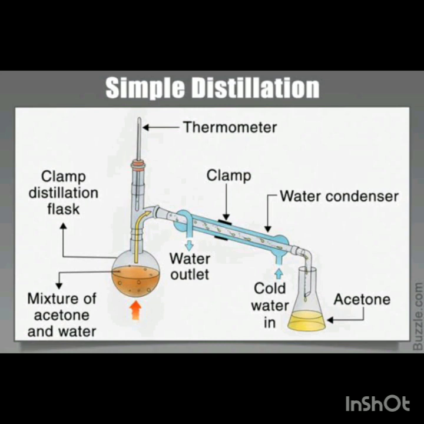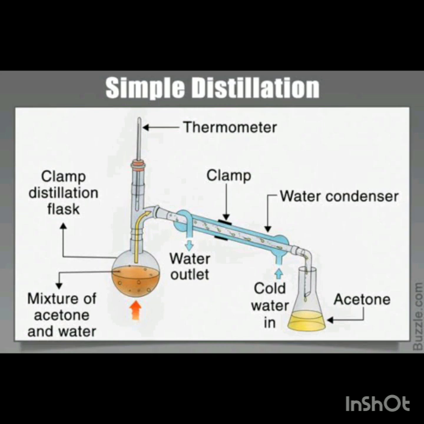Let us understand the simple distillation first. As you can see from the slide, here we have the mixture of acetone and water. This technique of simple distillation is used when the difference in the boiling points of two miscible liquids is more than 25 Kelvin. Here we have the example of acetone and water, in which acetone has a boiling point of approximately 56 degrees Celsius, and water, as you know, is 100 degrees Celsius. So we can say that there is a sufficient difference in the boiling points of these two liquids.